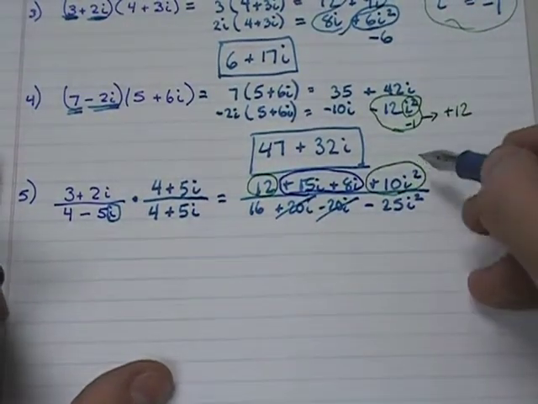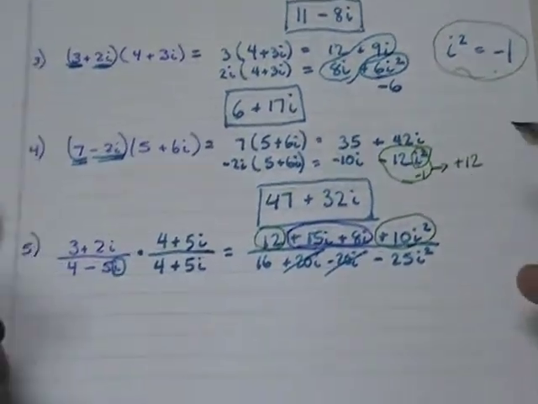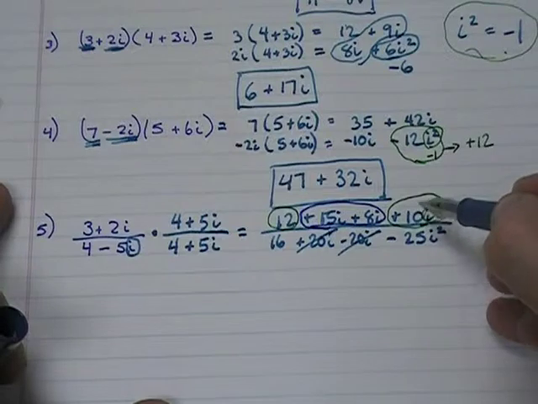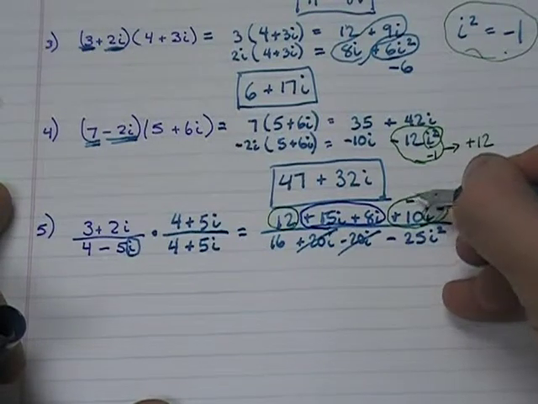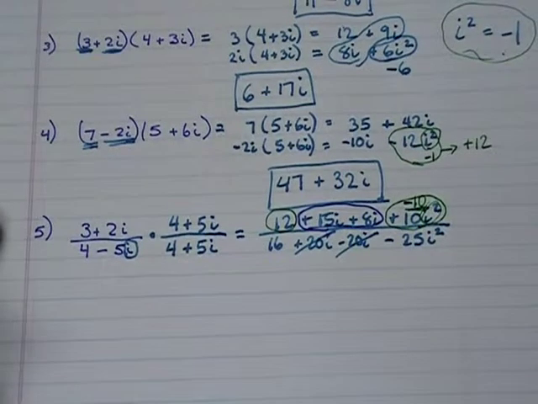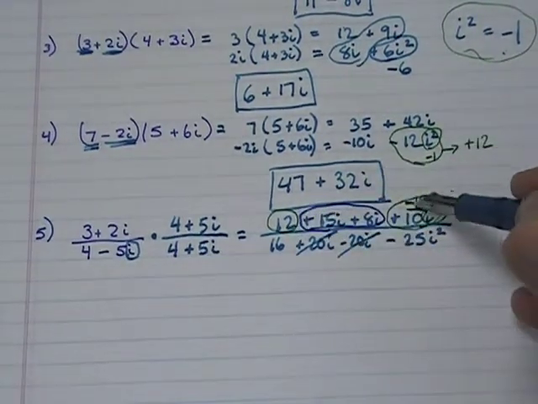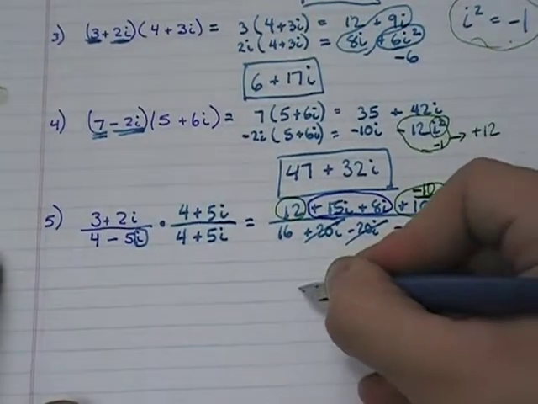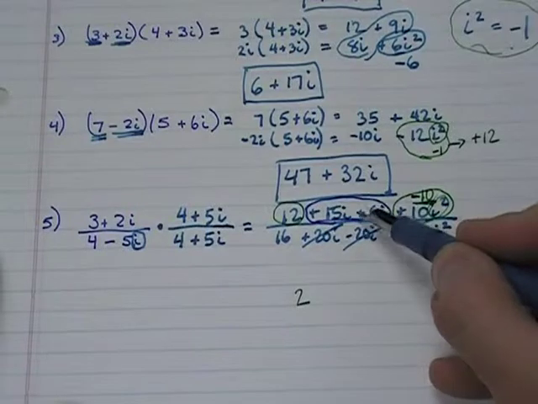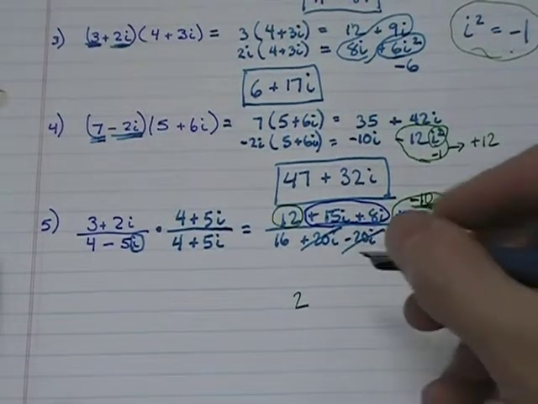Now, why are those like terms? Well, remember, i squared is negative 1. What is negative 1 times 10? How about negative 10? That's really what that is, negative 10. So you have to ask yourself, what is 12 plus negative 10? And it's 2. And then 15i plus 8i should give you 23i.